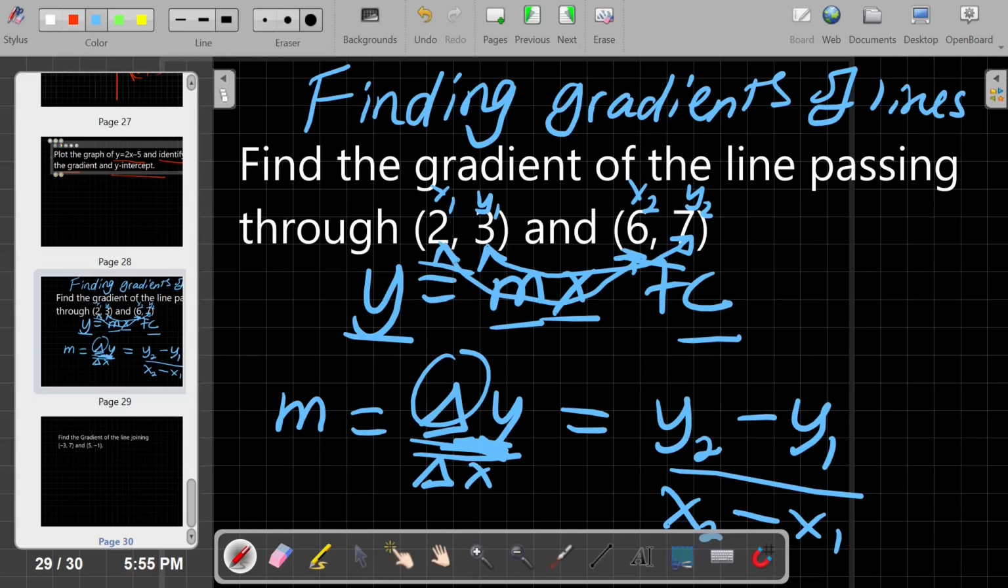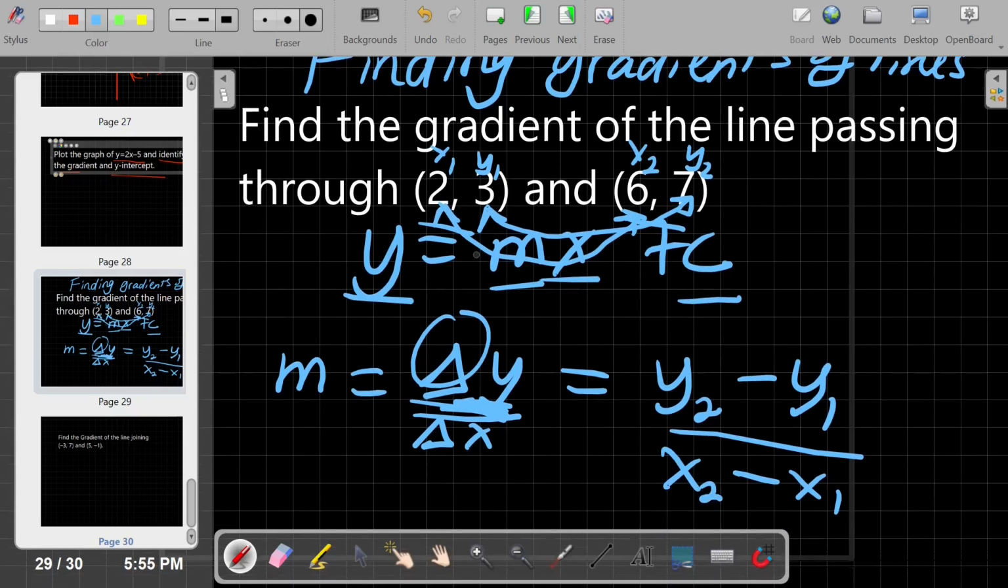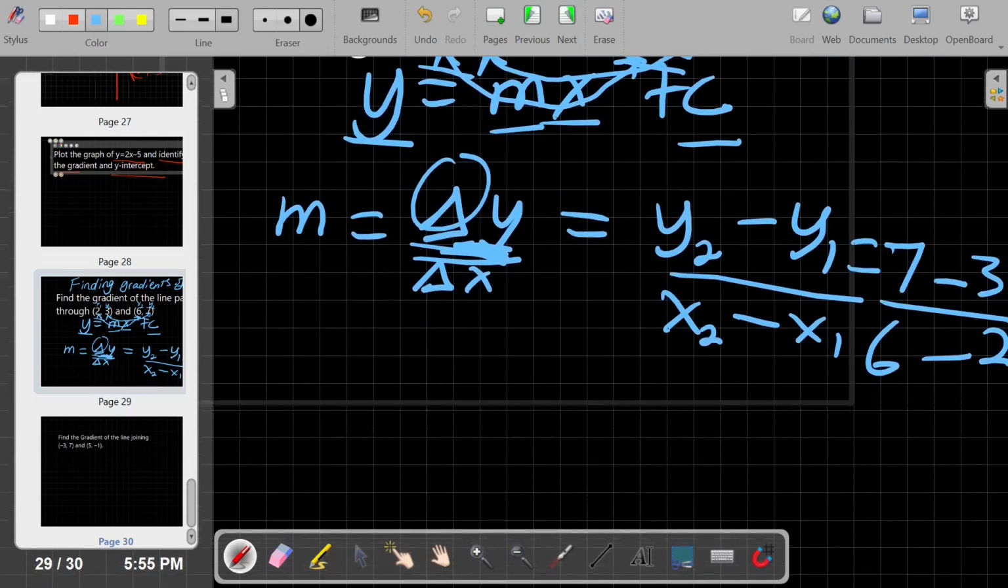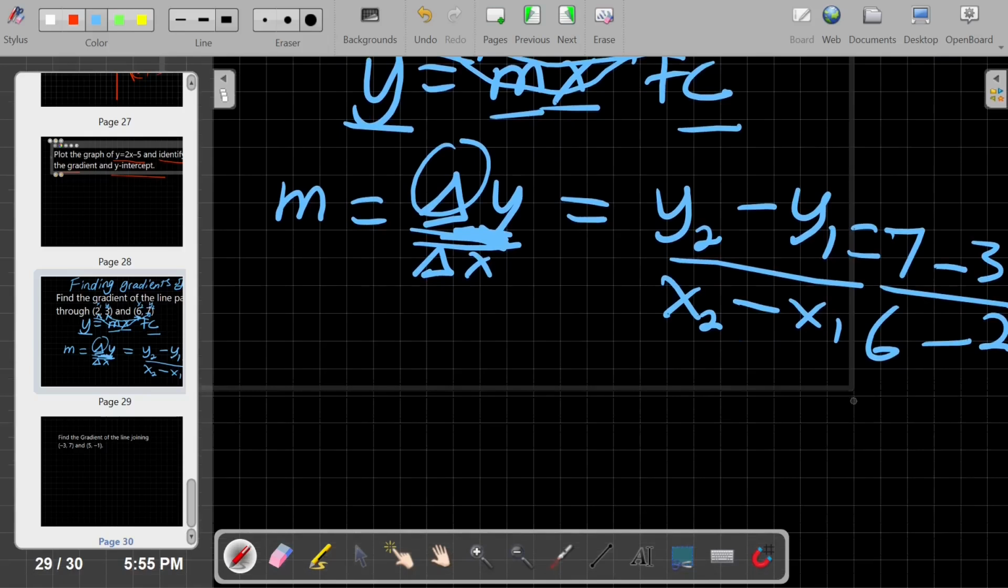And ladies and gentlemen, as I come to this formula that I've given you, you can just take what we've called our y2, which will be 7, then minus what we've called our y1, which is now a 3, and we'll divide by what we've called our x2, which is a 6, and of course minus what we've called our x1, which is a 2. And of course we can simply do the math, and 7 minus 3 gives me a 4, and 6 minus 2 also gives me a 4.